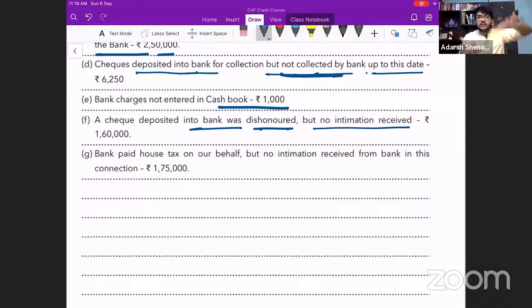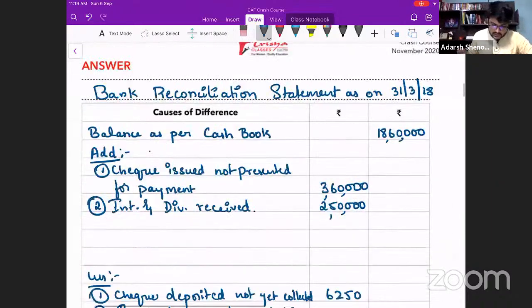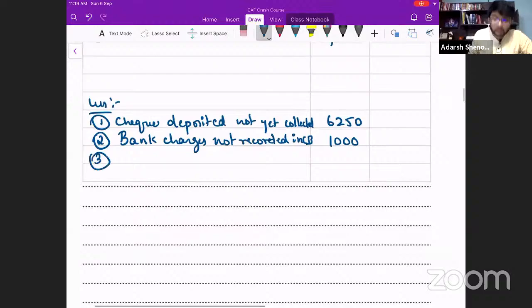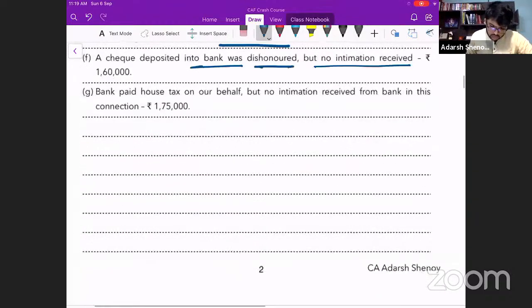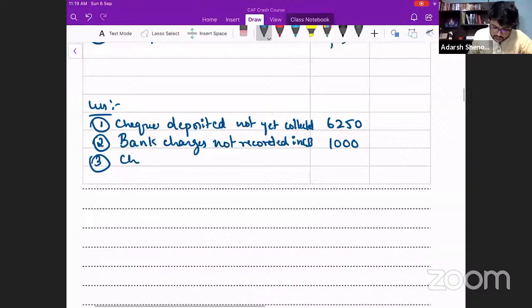You have increased your cash book balance, but has the passbook balance gone up? No. The passbook balance has not gone up. Why? Because it has been dishonored. So what should we do now? We have to reduce. Comfortable or not? This is check deposited dishonored. What is the amount? 1,60,000.